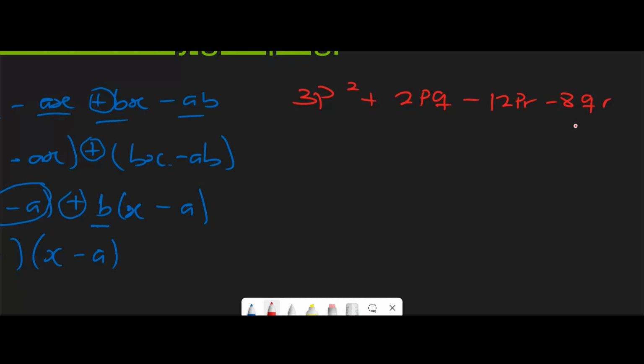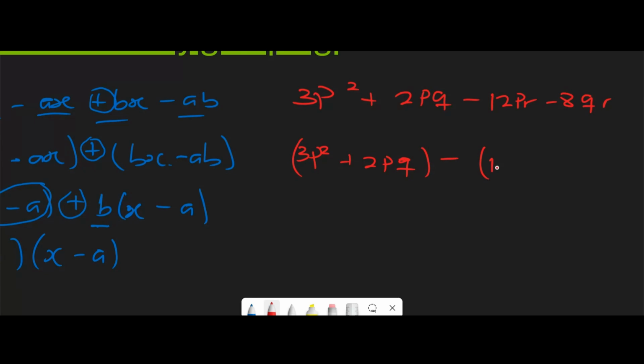This one too, the terms are four. So we can group them into two like we just did. So you're going to get 3p squared plus 2pq in one bracket. And you come to the next one. So the minus sign should come here.